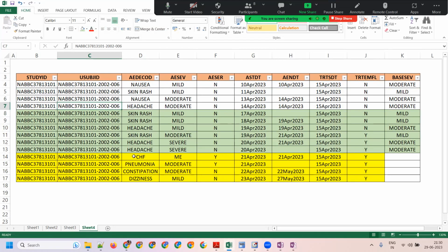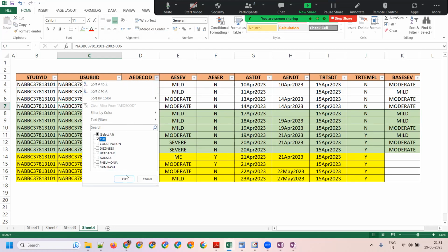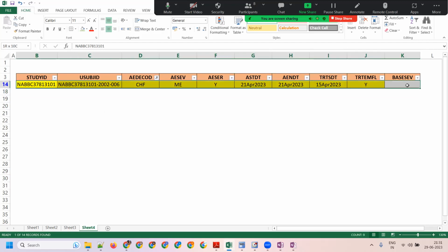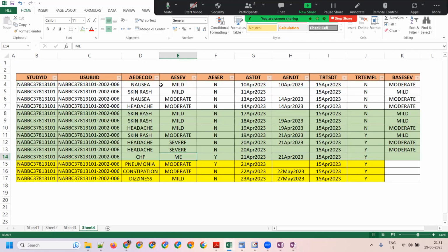What are they? CHF. Does CHF exist in the pre-treatment period? No, I don't have any severity. Severity won't ever come into consideration. Why? It happened only in the treatment period. In the pre-treatment, it does not exist. The moment it does not exist, my base severity will be null. I don't need to bother about it. Straight away, I can put my treatment emergent flag as yes. Correct? Still, it holds good to the previous one. Now, select the remaining 3.